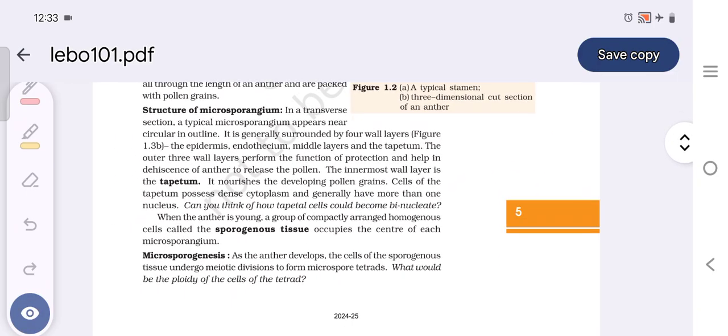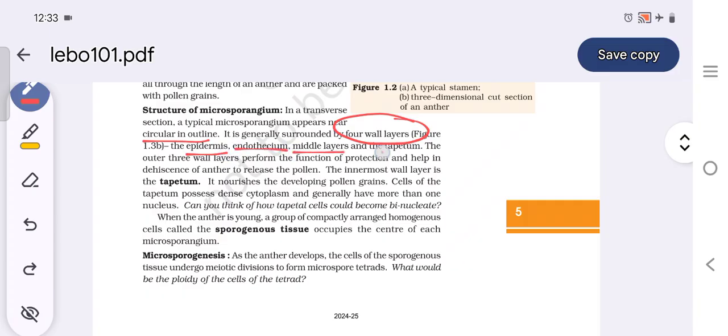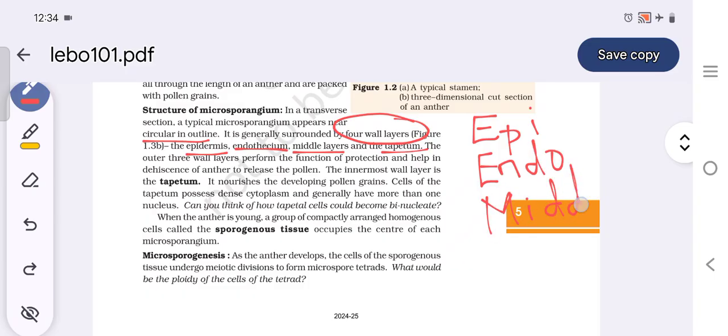Let's go ahead with the structure of microsporangium. The structure of a microsporangium is circular, a typical one again. And the important part here is it has four layers. Let's see what they are: epidermis, endothecium, middle layers, tapetum. So let's go one by one in order. The first one is epidermis. Write it down. The second one is endothecium. The third one is called the middle layers, and the last one, one of the important ones, is called tapetum.